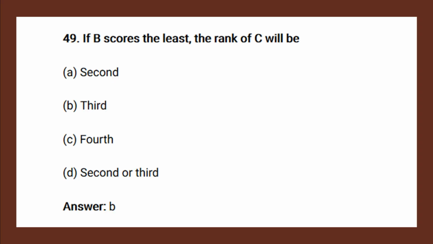Next question 49. It's on the basis of the same passage which we read in question 48. If B scores the least, then the rank of C will be: option A second, B third, C fourth, D second or third. And the answer is option B, third.